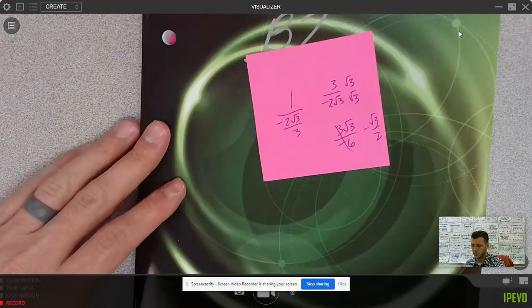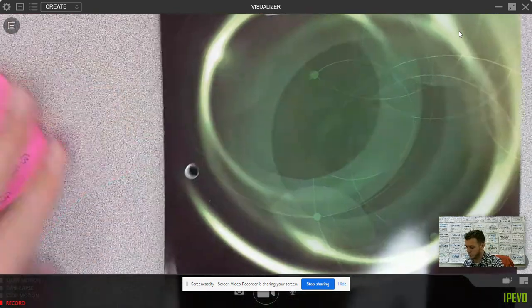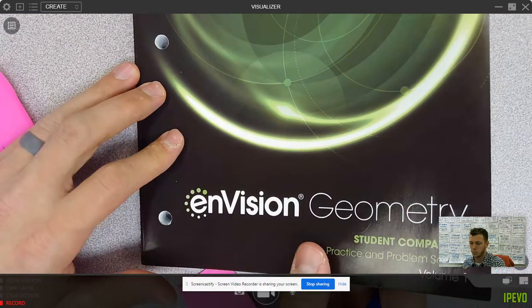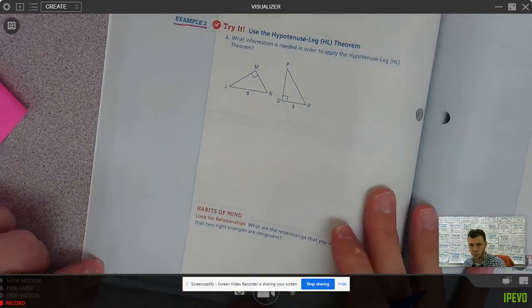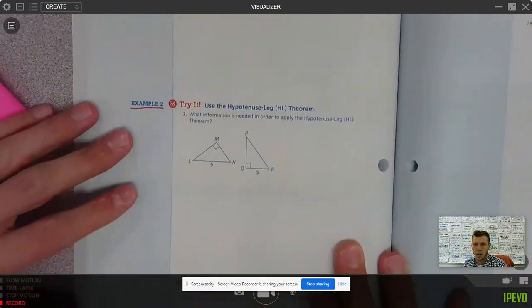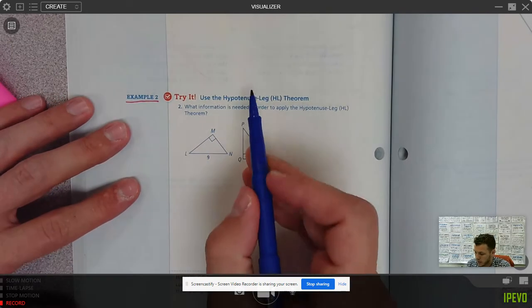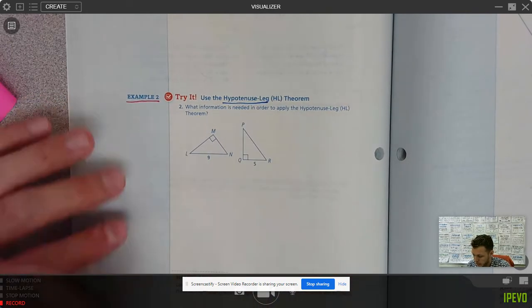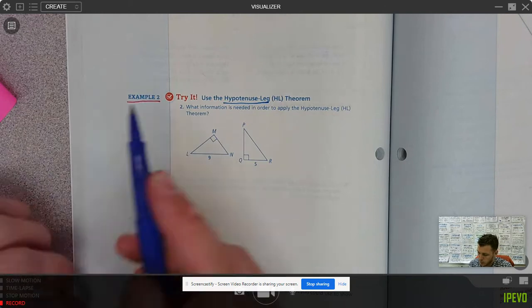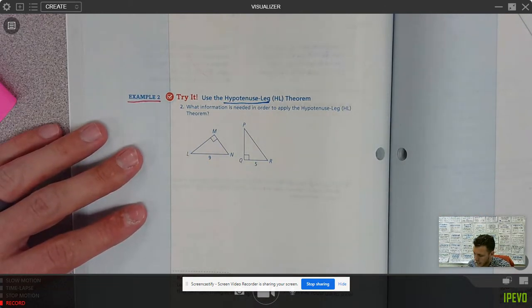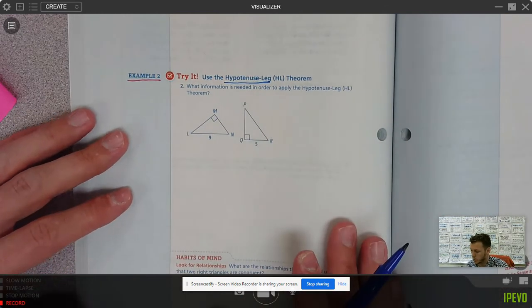All right, guys. So if you want to follow with today's notes, we are in the workbook, and we're going to be starting on page 184 if you have yours. So what we're talking about today is, like we already mentioned, the hypotenuse leg. And so example number 2 asks us what information is needed in order to apply the hypotenuse leg.